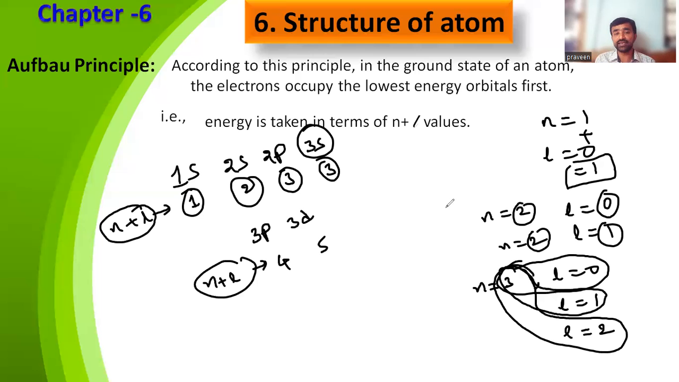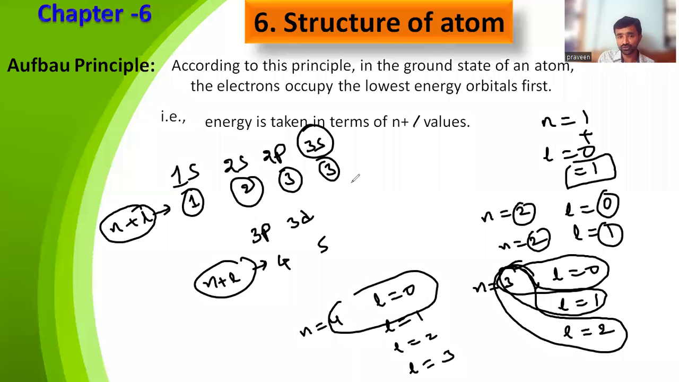Likewise, you can calculate N plus L. So N equal to 4. L possibility is 0, L possibility is 1, L possibility is 2, and L possibility is 3. So for each combination of N and L, N equal to 4, L equal to 0 means yes, 4s orbital. Next, after 4s, 4 and 1, 1 is P. Next, with the 4 combination only, principal quantum number 4 and L is 0, 1, 2, SPD. So next, 4f like this.